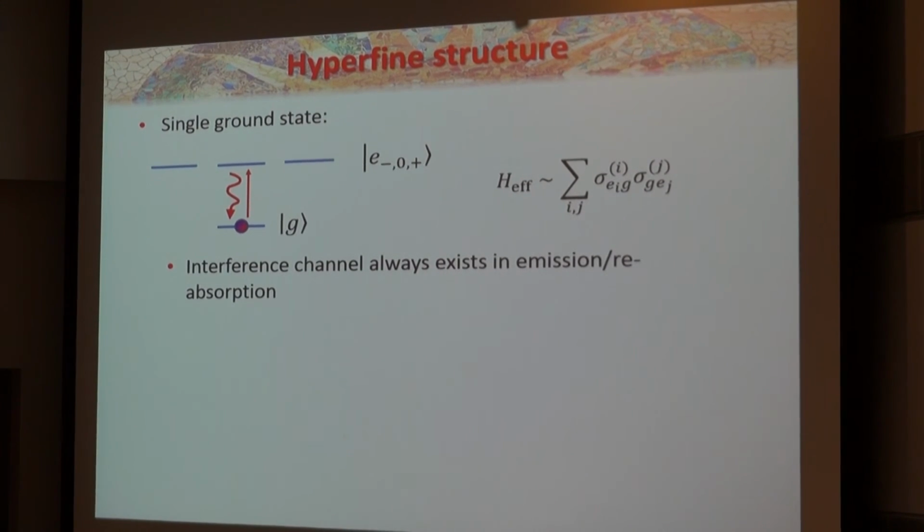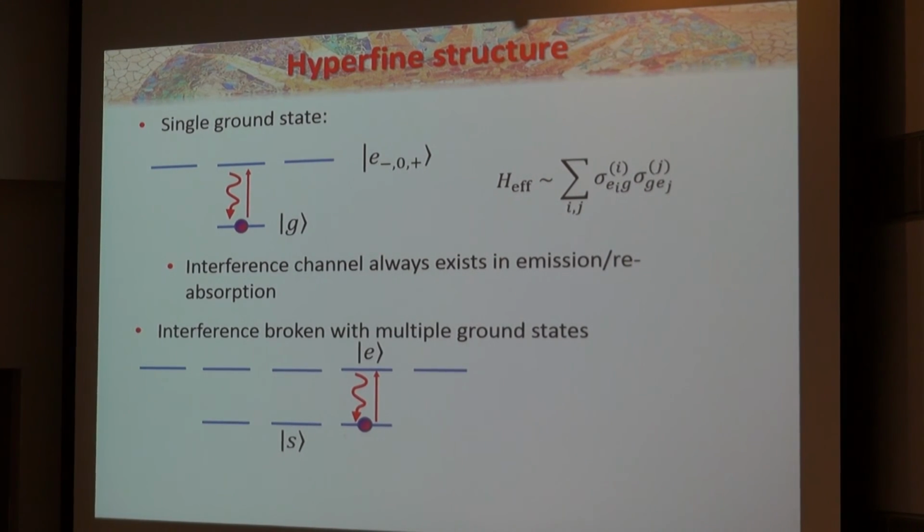So there's another big issue, which is hyperfine structure. So far, I was talking about atoms assuming essentially a single ground state. Okay, so it can be a 2-level atom with one excited state, or it could even be an isotropic atom. In that case, this kind of subradiance is always there. Okay? And the reason is because there's always an interference channel between emission and reabsorption. So if I have a single ground state, if one atom goes up to the excited state and it re-emits a photon, there's another atom back in the ground state to pick up that photon. So there's always that interference that can occur.